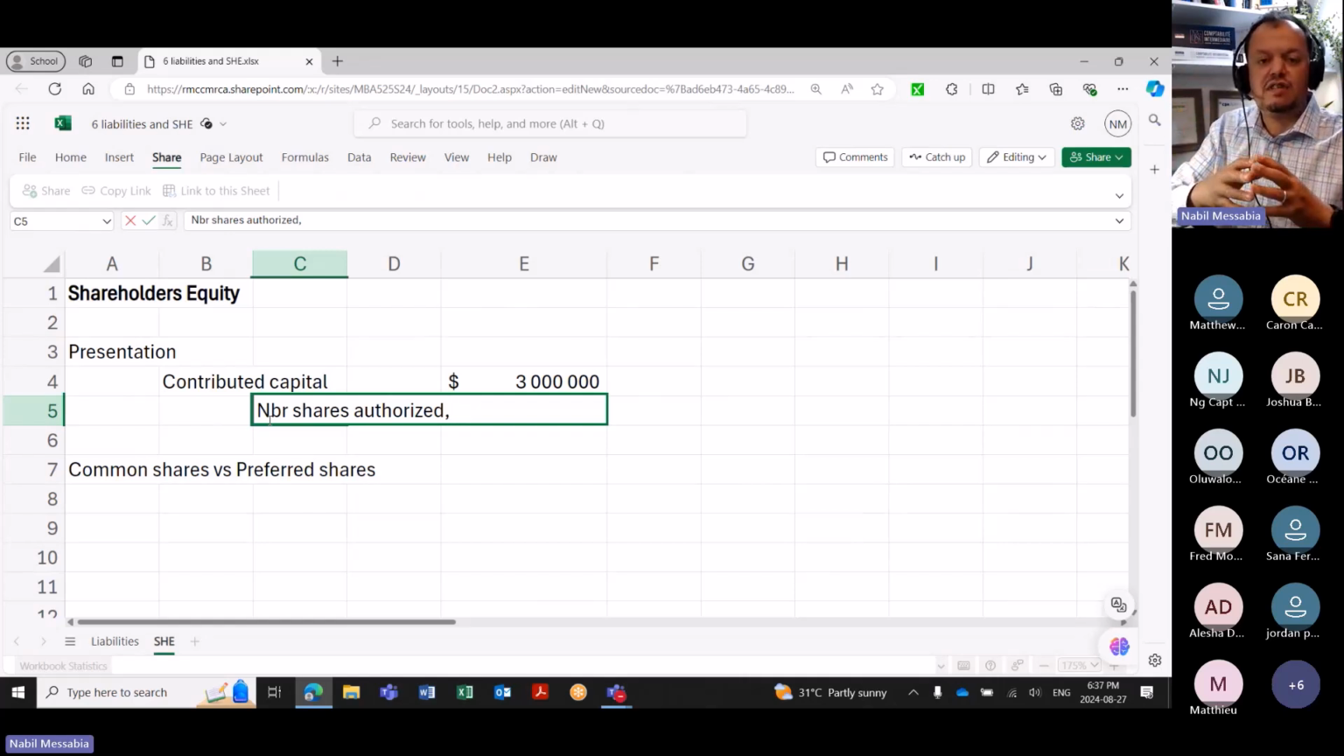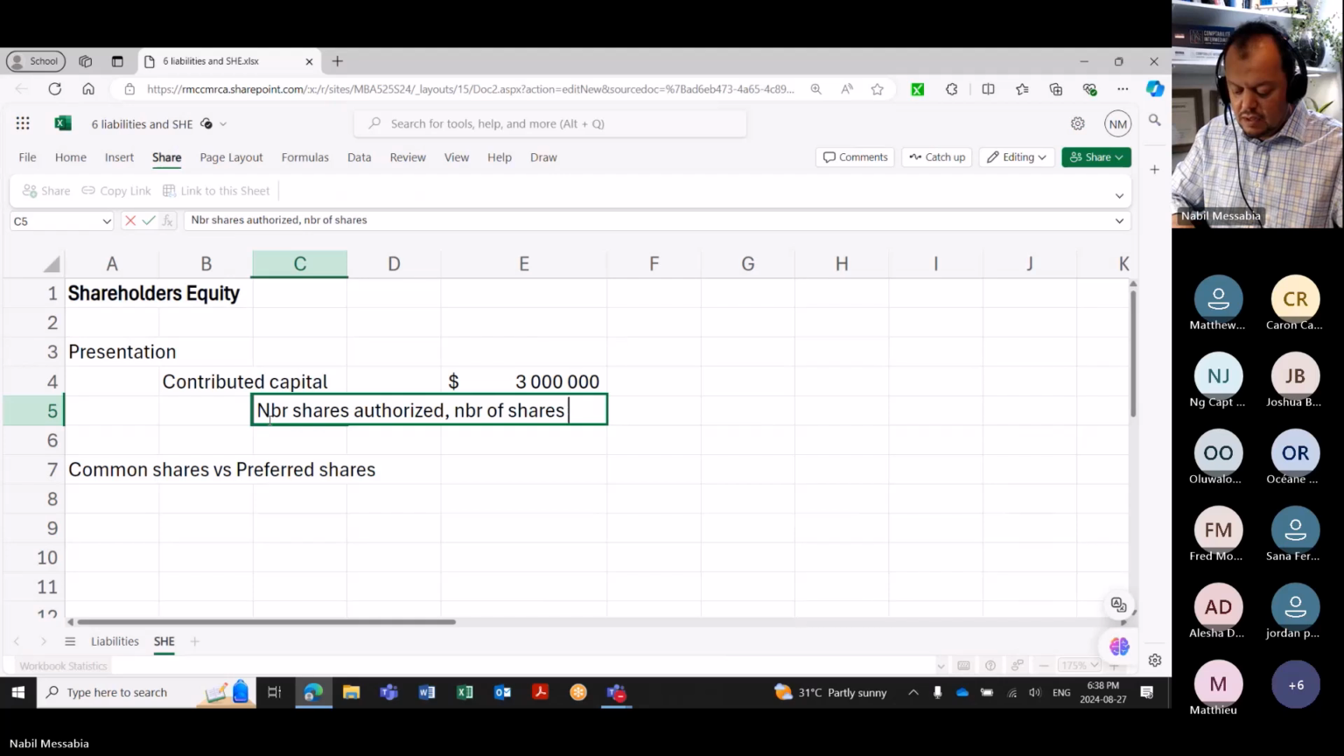If any, because sometimes they will put authorized shares unlimited, which means there is no limit. They can issue whatever. Outstanding, for example, I am authorized to issue 100,000 shares, but I have only 50,000 outstanding, which means the shares that are traded in the market now, that have been effectively issued, not authorized. And number of shares, we say outstanding.